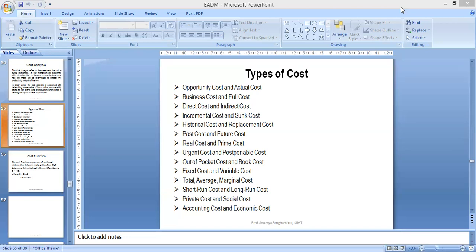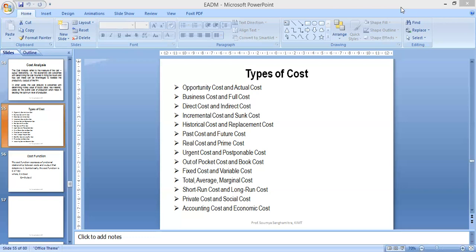The next is urgent cost and postponable cost. Urgent costs are those costs that are necessary for continuation of the firm's activity. The cost of raw material, labor, fuel, etc. may be examples, which have to be incurred for production to take place.